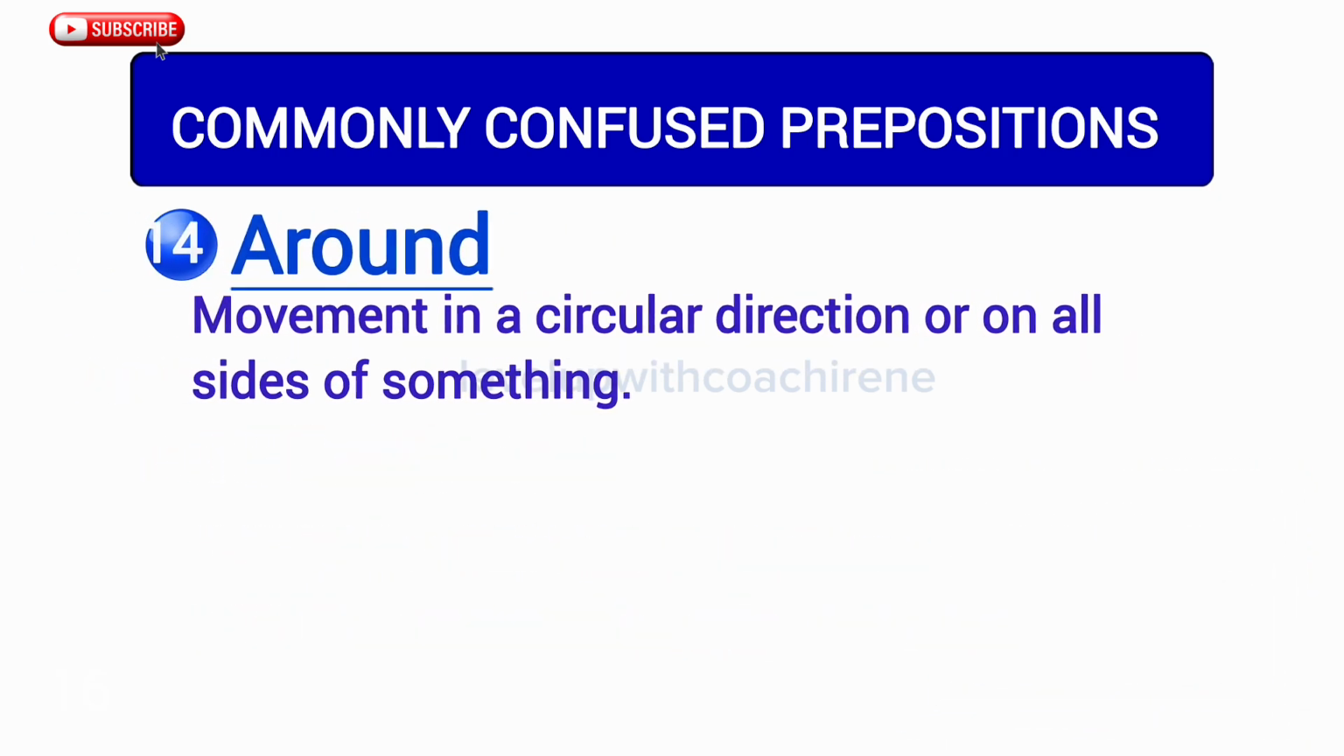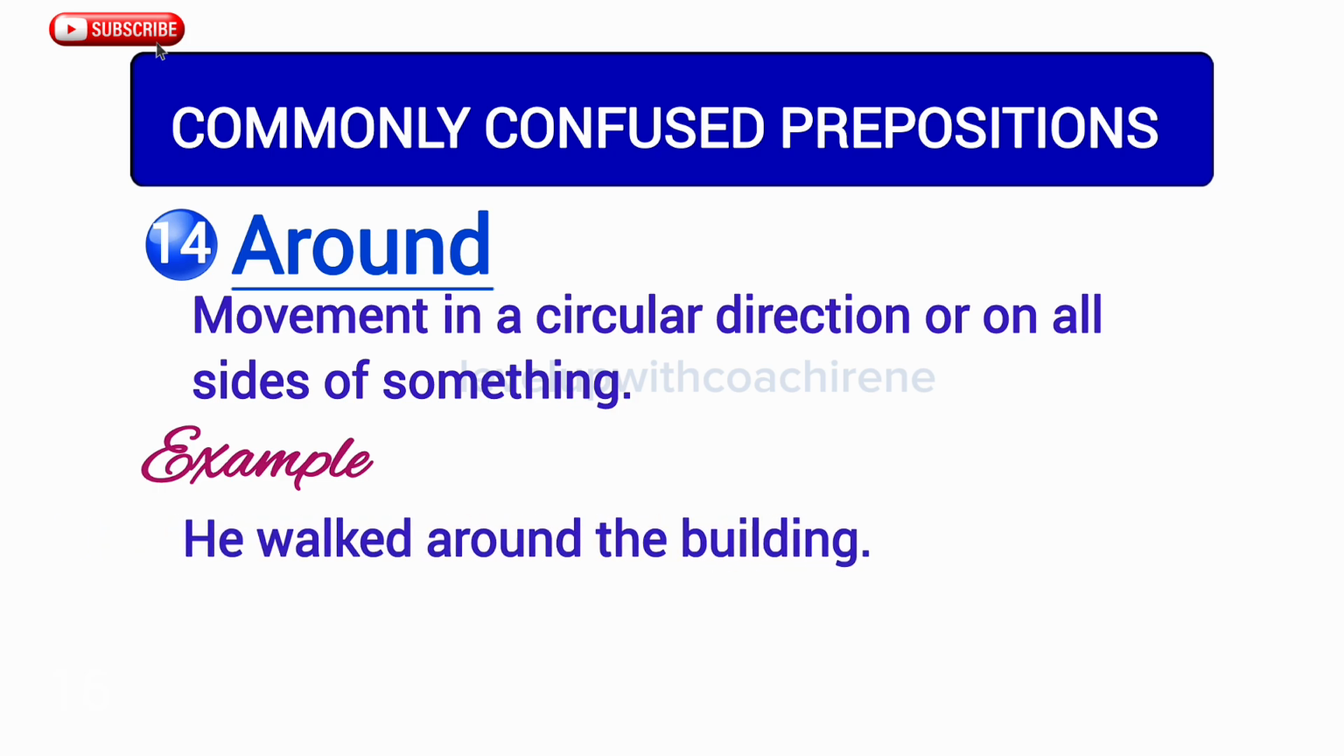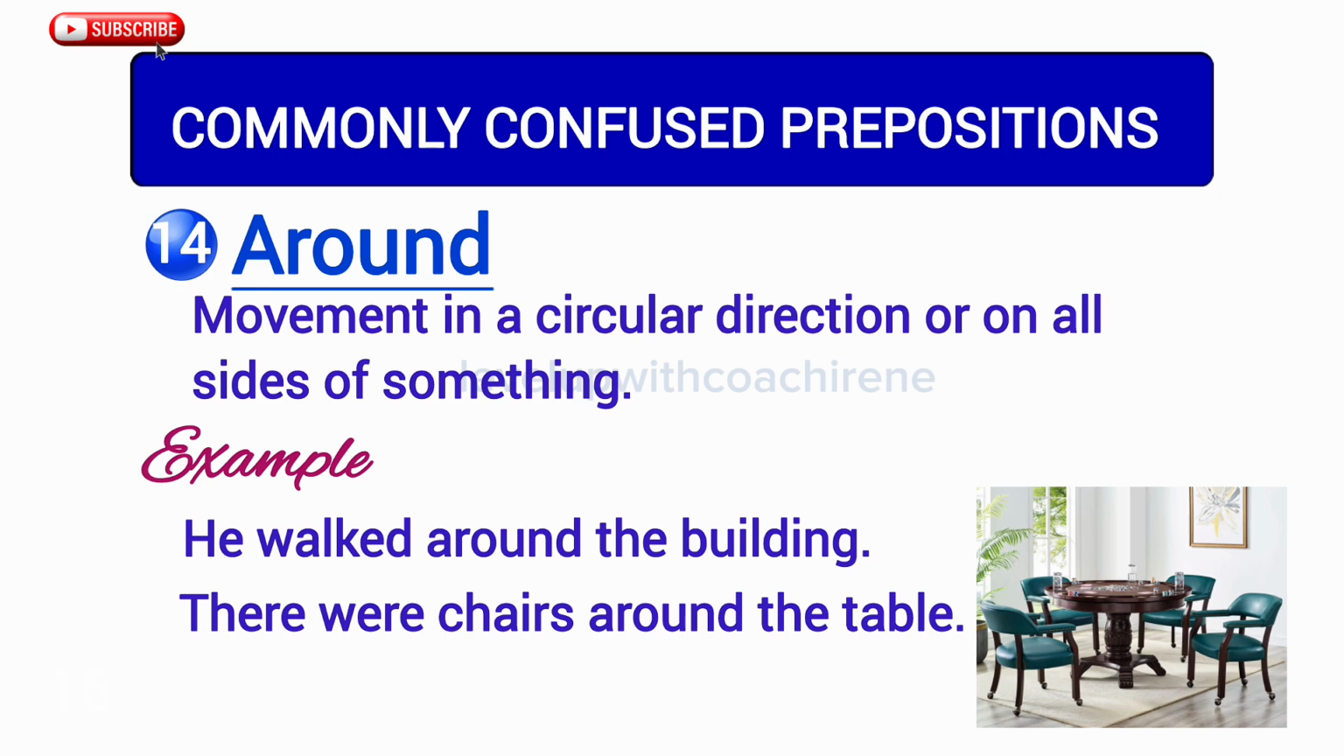Let's look at around. Around refers to movement in a circular direction or on all sides of something. It implies circling or surrounding. Example, he walked around the building. This sentence implies that he moved in a circle around the building. Another example would be, there were chairs around the table. This sentence implies that the chairs were positioned on all sides of the table.